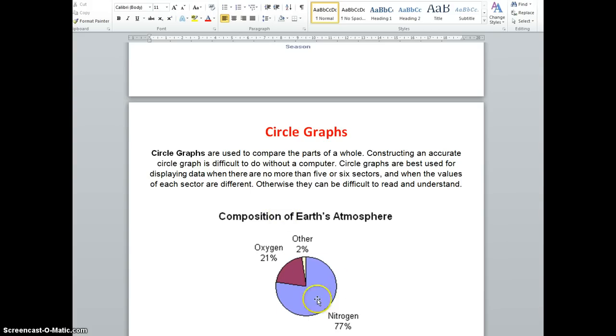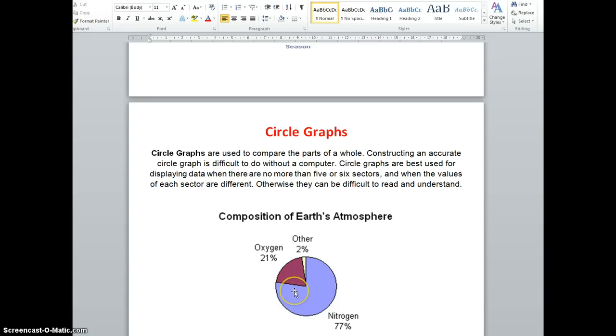So here's a great circle graph, and this is composition of the Earth's atmosphere. Atmosphere, that's just the air that we're breathing right now. So we can easily see that there's a title and there are labels. And we can see that this purple part here makes up a big part of the circle, and that's nitrogen. It says it right here, and nitrogen makes up 77% of our atmosphere. So this whole circle represents everything in our atmosphere. That's the whole. Part of a whole, nitrogen, 77%.